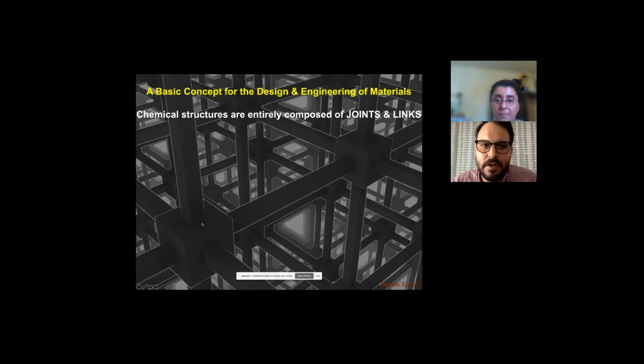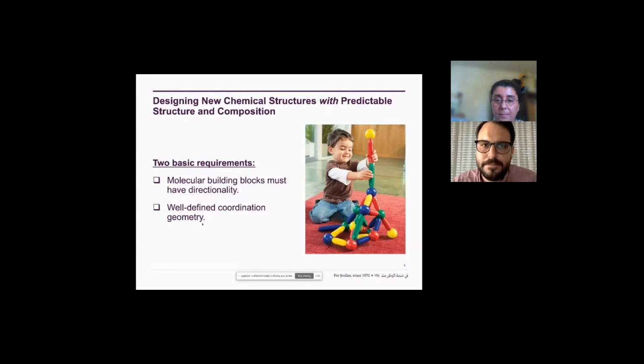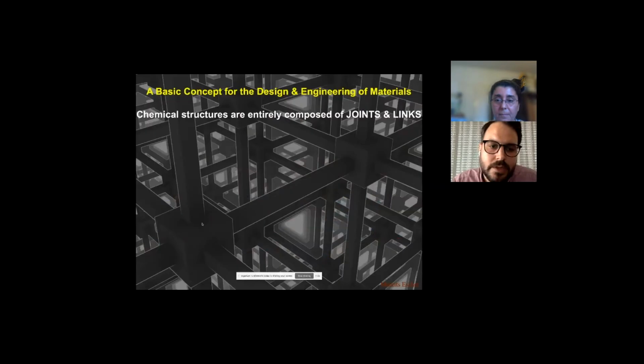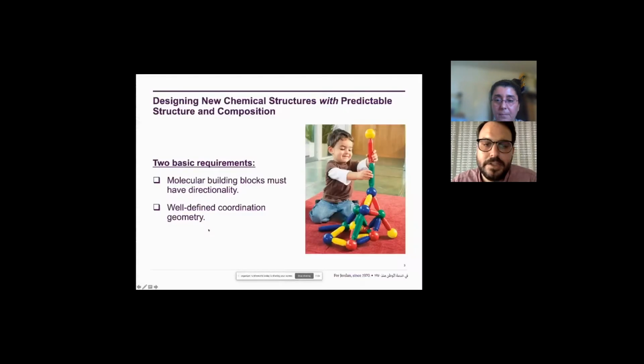And so if we understand that all chemical structures are composed of joints and links, the question then becomes, how do we design those joints and those links? In order to get predictable structure and composition, there are really only 2 basic requirements. The first is that your building blocks must have directionality. In the case here, the joint is a building block, and it can be connected upwards, to the back, to the side, over here, and to the left. And that's what I mean by directionality.